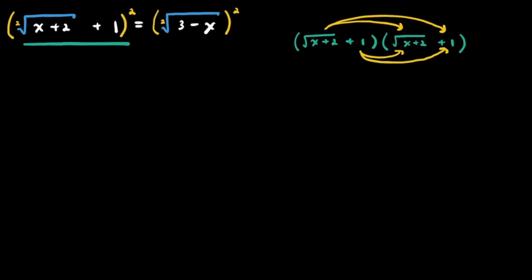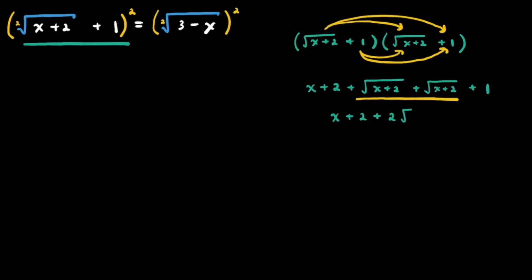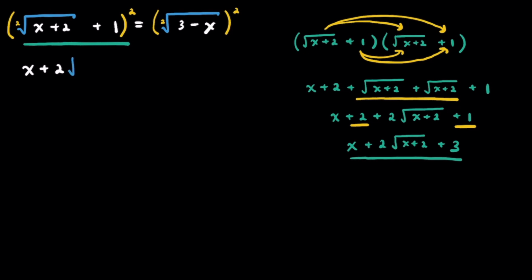Multiplying it out, we'll have x plus 2 plus the square root of x plus 2 plus the square root of x plus 2 plus 1. We can combine the two square root of x plus 2's and write x plus 2 plus 2 times the square root of x plus 2 plus 1. Combining these constants, we can get x plus 2 times the square root of x plus 2 plus 3. Replacing it on the left side, we have the equation x plus 2 times the square root of x plus 2 plus 3 is equal to 3 minus x.